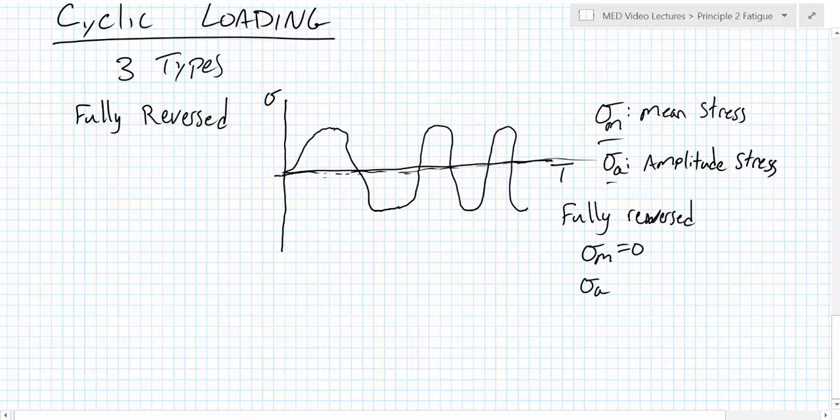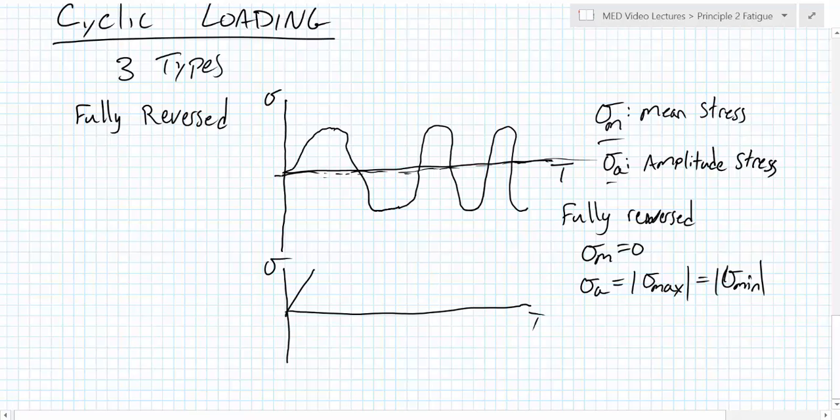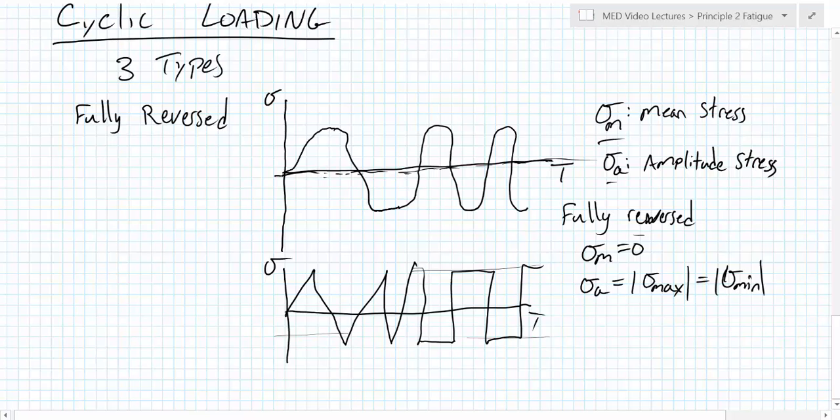It also means that sigma a, the amplitude stress, is the same thing as the magnitude of the maximum, or the magnitude of the minimum. It really doesn't matter which one you use. It also doesn't matter how we get to those 2 points. So we could have a graph that looked like this, where we've got some triangular loading, or we could have a square wave. It really doesn't matter how we get to that loading, only that we have a mean stress of 0 and an amplitude that's equal to the maximum or minimum.